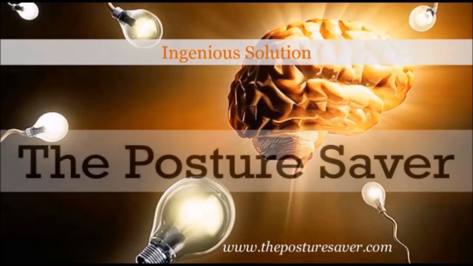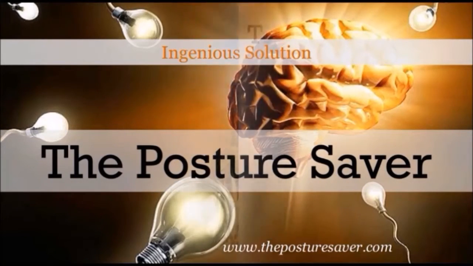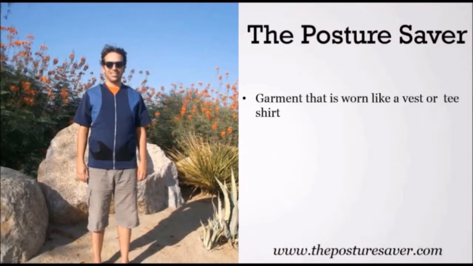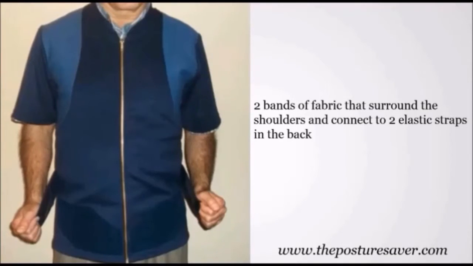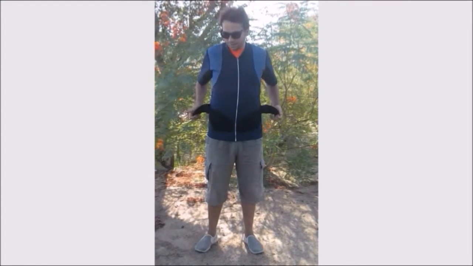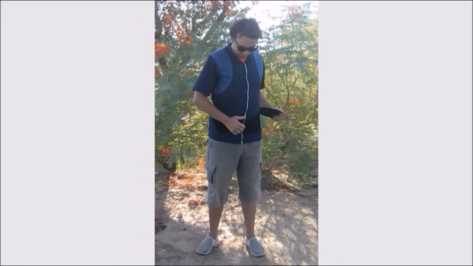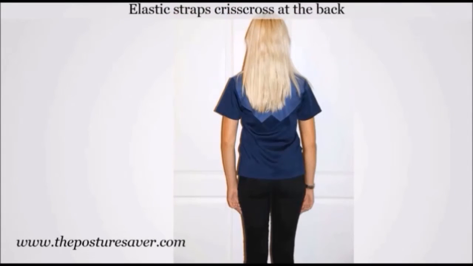It is called the Posture Saver. The Posture Saver is a garment that is worn like a vest or a t-shirt. It does the job of a back brace without the unattractiveness and discomfort associated with wearing a back brace. The Posture Saver has two bands of fabric that surround the shoulders, then connect to two elastic straps in the back. The elastic straps crisscross in the back and end up on two Velcro patches located on the front in the lower abdomen area. By pulling forward on the elastic straps, the shoulders are pulled backwards.